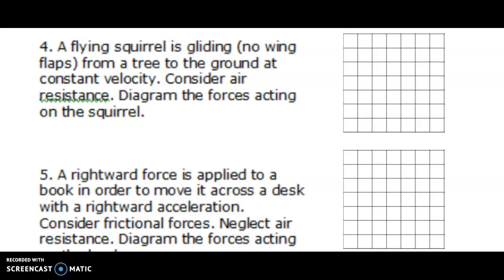A flying squirrel is gliding without flapping its wings from a tree to the ground at constant velocity. Consider air resistance. You have to consider air resistance or there are no flying squirrels, right? Or no flight at all. Diagram the forces acting on the squirrel.